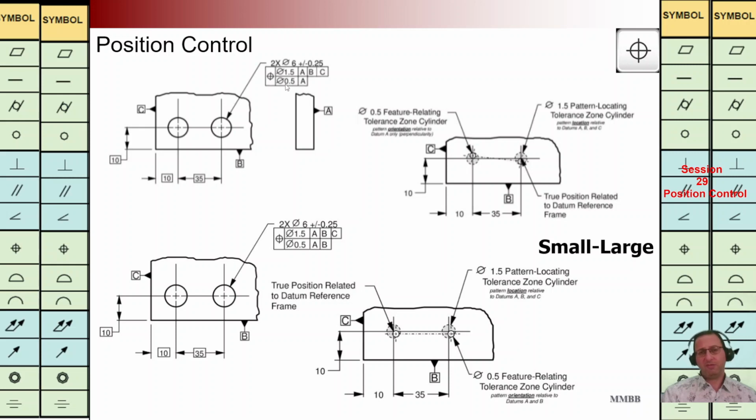But we are going to have another limitation here. We are going to have a small cylinder with a diameter of 0.5 back to A. It means this small cylinder can be in that large cylinder, and in this way we are going to control the orientation and location of these two holes.